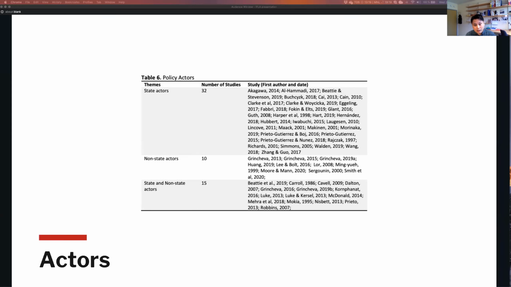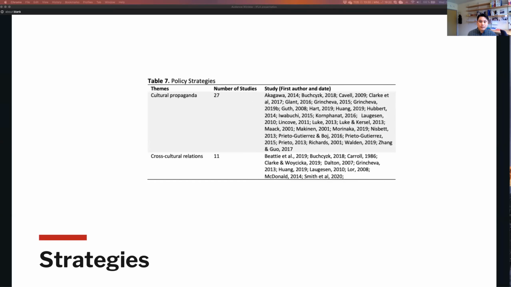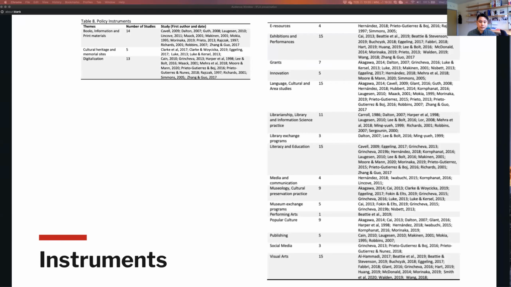There's also emerging non-state actors, and also a combination and intertwinement between non-state and state actors in promoting cultural and innovation diplomacy. And with regard to the strategies, most of the institutions in this research have one form of cultural diplomacy, which they call cultural propaganda, but there's also an emerging one, which is cross-cultural relations, or a two-way form of diplomacy.